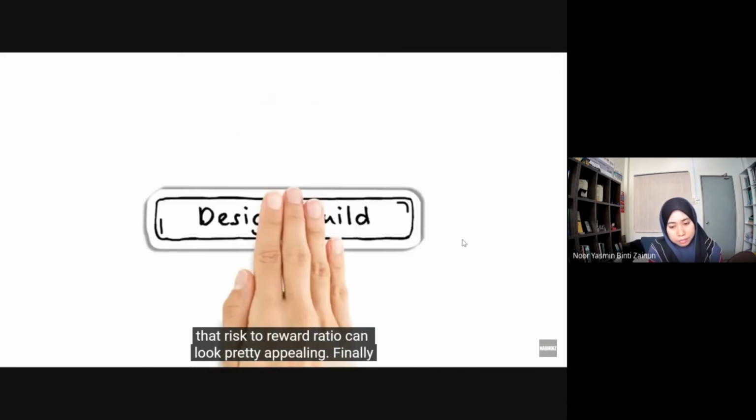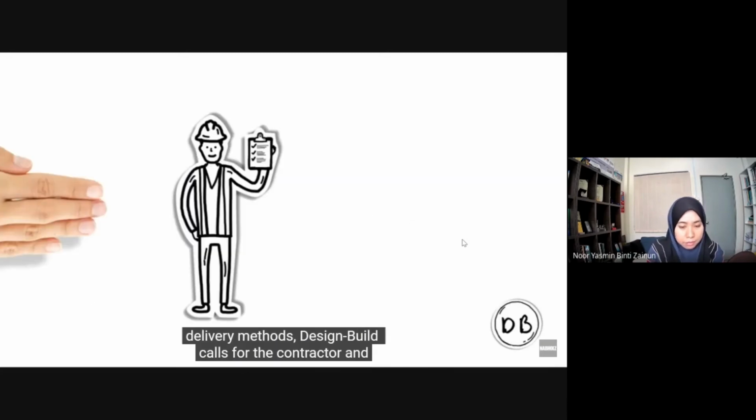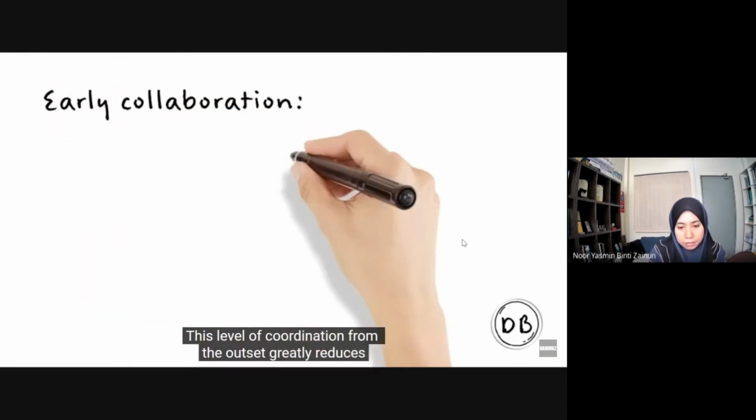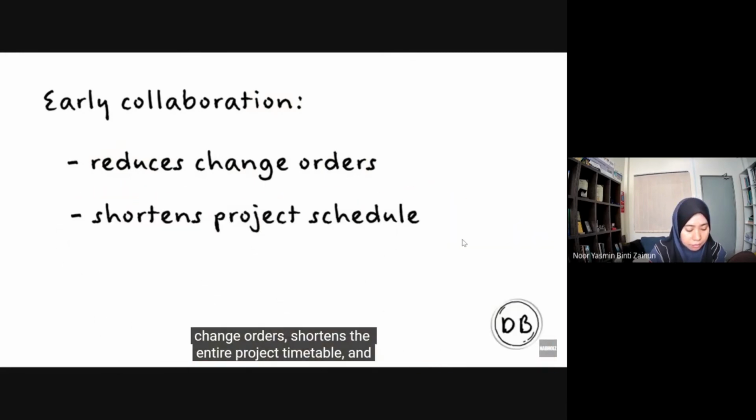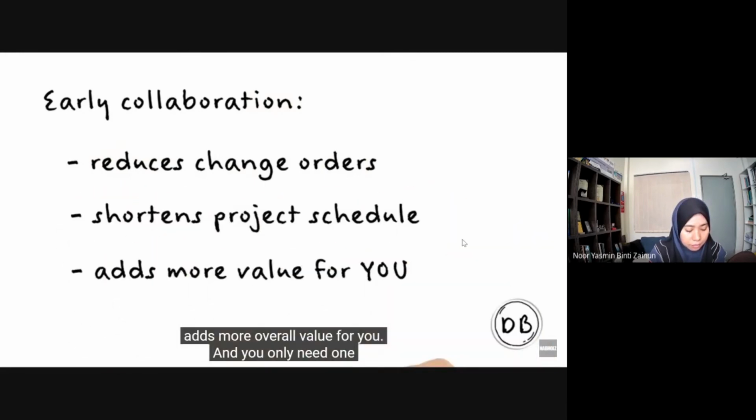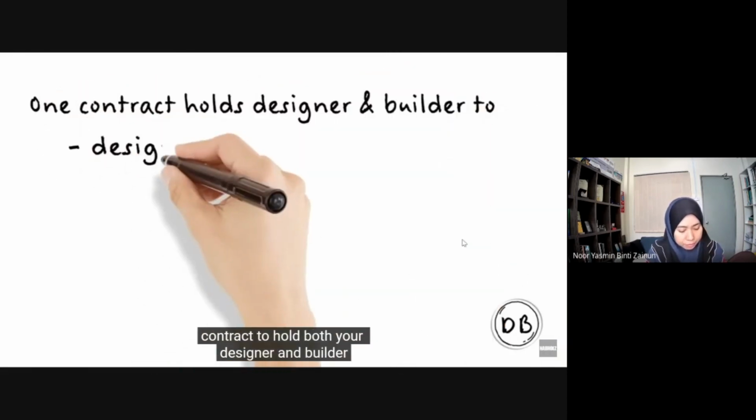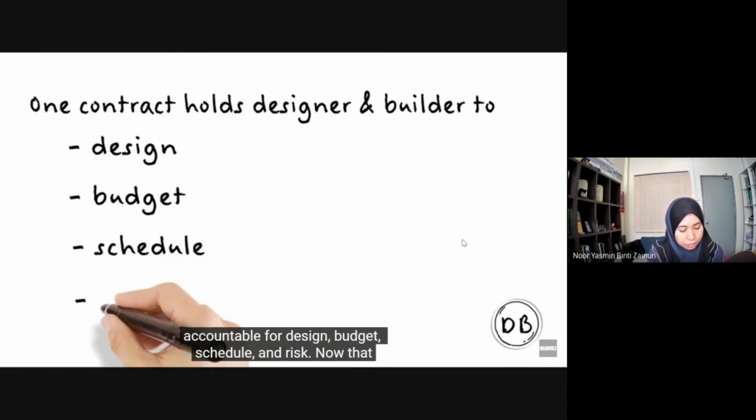Finally, let's look at design build. The most collaborative of these delivery methods, design build calls for the contractor and design team to work together under a single contract from day one. This level of coordination from the outset greatly reduces change orders, shortens the entire project timetable, and adds more overall value for you. And you only need one contract to hold both your designer and builder accountable for design, budget, schedule, and risk.